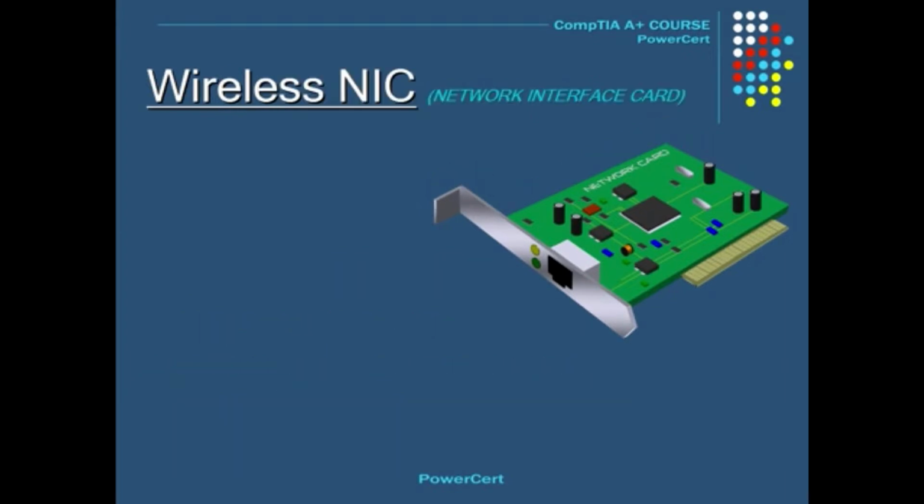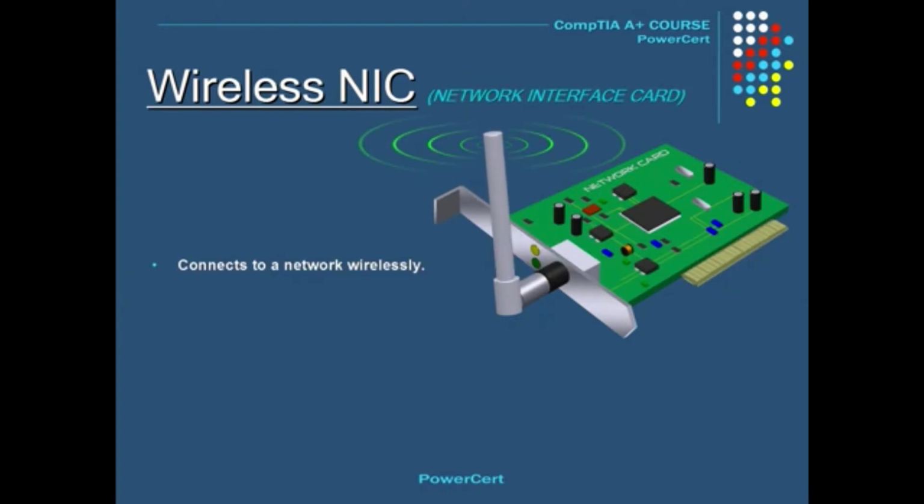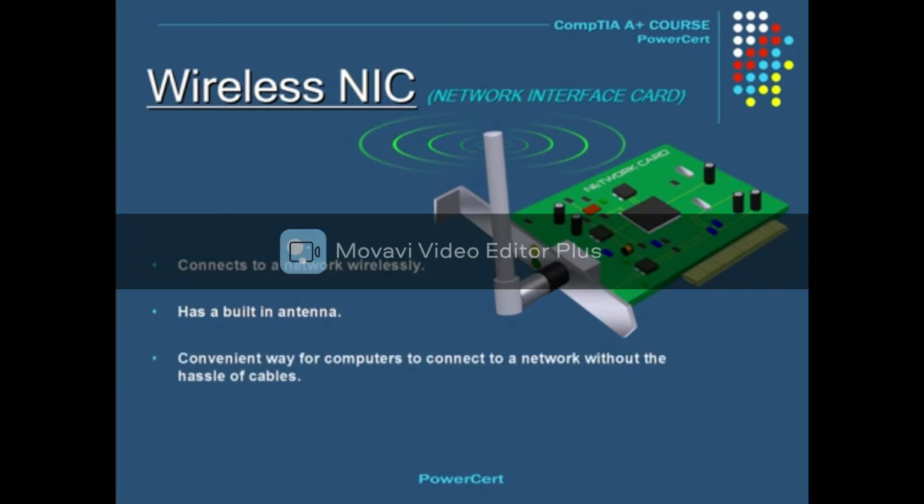A wireless network card does the same thing that a wired card does, except that a wireless card does not use a cable to connect to a network. Instead, it uses a wireless connection. It has a built-in antenna that is used to wirelessly connect to a network to send and receive data. Now, this is very convenient for computers that can be placed anywhere in different locations in a home or office without the hassle of messing with cables.